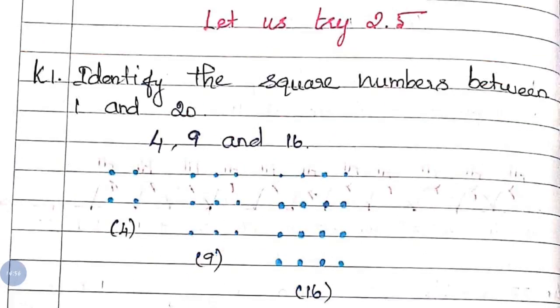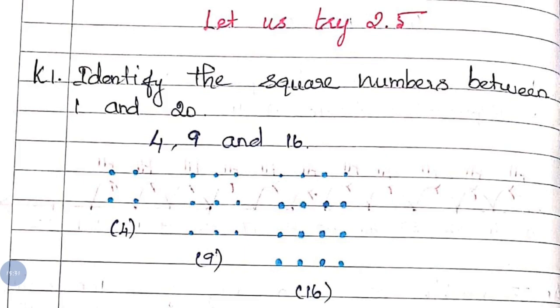Okay. So here is a question taken from Let us try 2.5, question number K1. What is the question given here? Identify the square numbers between 1 and 20. So we have to identify the square numbers between 1 and 20. And just start from 1. What is the value for 1 squared? It is 1. So 1 cannot be represented as a square. It is a simple dot, a single dot. So you can't represent it as a square. So just ignore it.